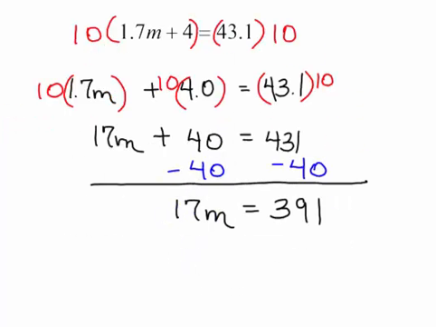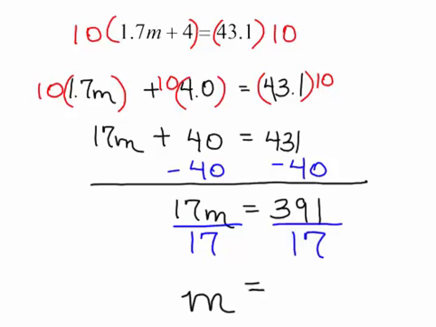We have one more step to go. The variable is being multiplied by 17. Therefore, I will divide both sides by 17. M will equal 391 divided by 17 is 23. Let's try a couple more.